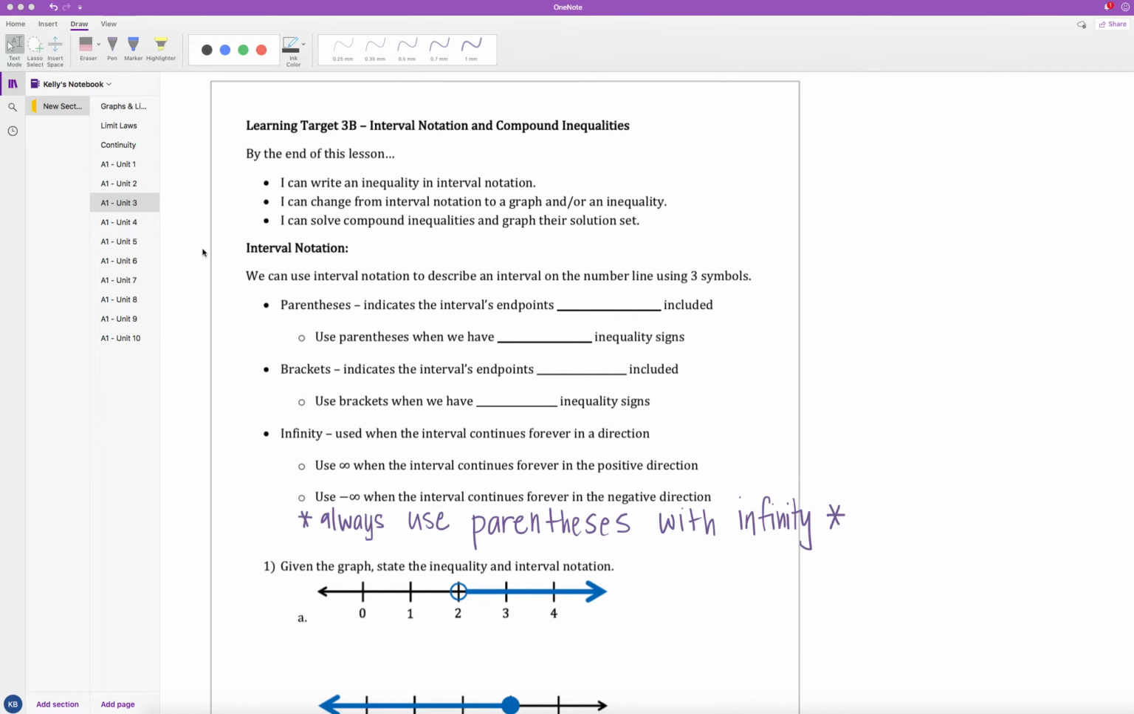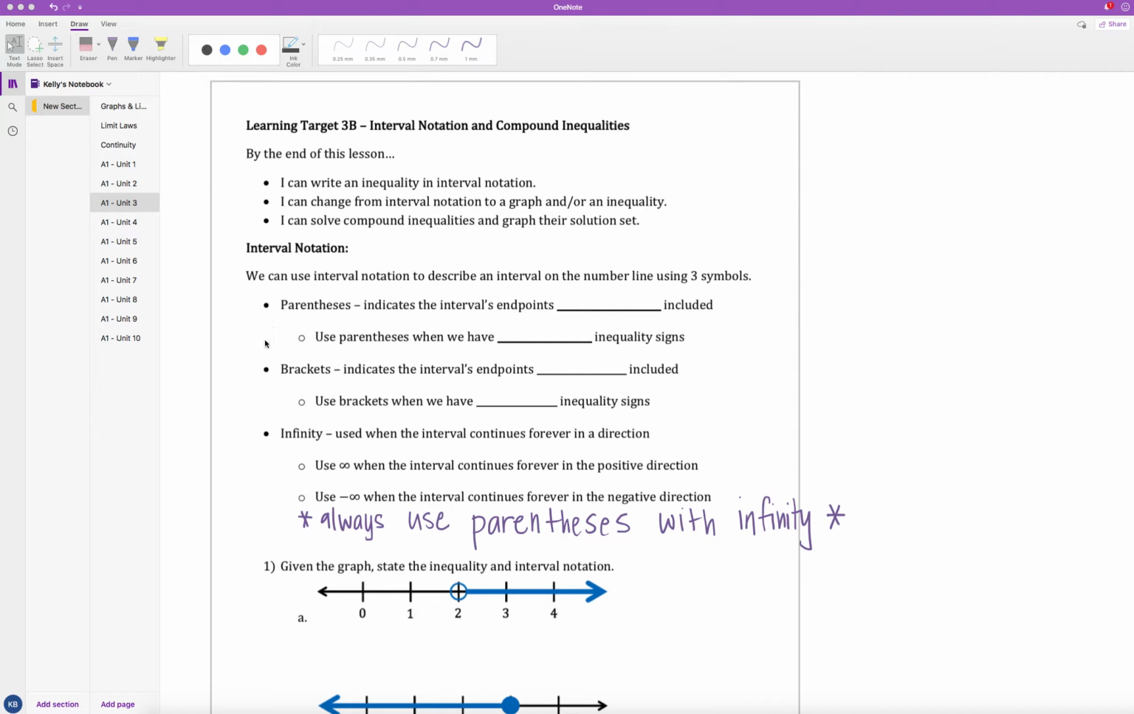So before we get into compound inequalities, we're going to talk about what interval notation is. We can use interval notation to describe an interval on the number line, and we do this by using three symbols: parentheses, brackets, and infinities. We also will be using numbers, but let's talk about what the symbols mean.